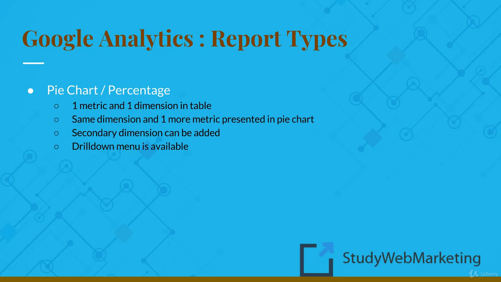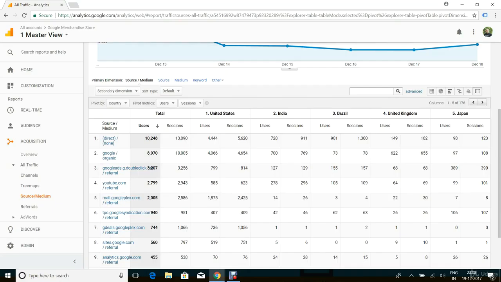Let's quickly look at what the drill down menu is. The drill down menu is this menu at the top of your reporting table, which starts with the primary dimension you have chosen for this report, but you can also drill down into the granularities of this dimension. So from source medium, you can drill down to source, medium, keyword, or any other dimension that you're looking for.